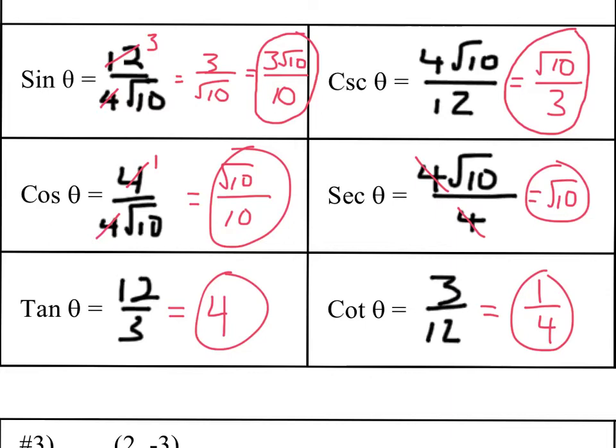Oh, and I think I made a mistake. Pickles. Tangent is y over x. X was 4 here, not 3. 12 divided by 4 is 3. Sorry about that. Same thing over here. This wasn't a 3, it was a 4. And then 4 over 12 is 1/3. Sorry about that. So fours, not threes.